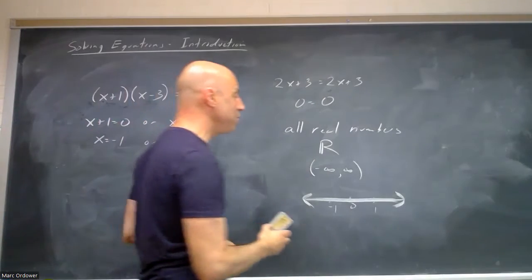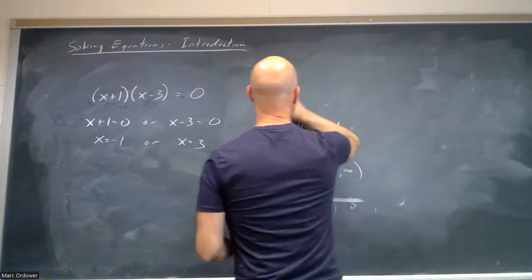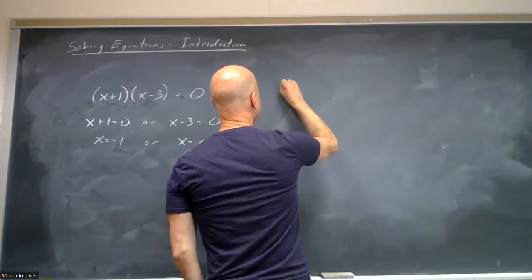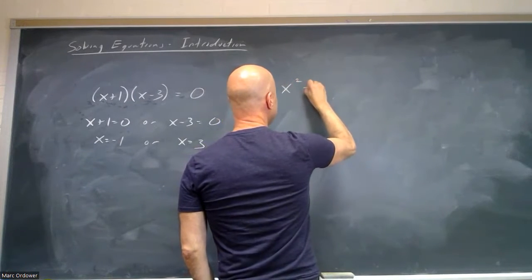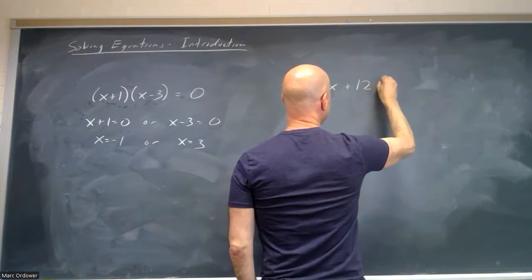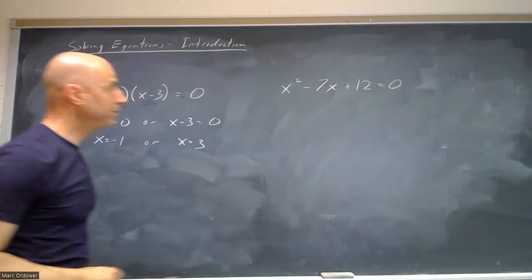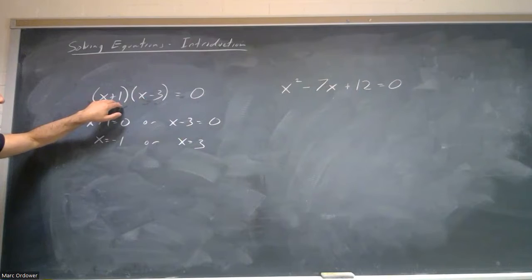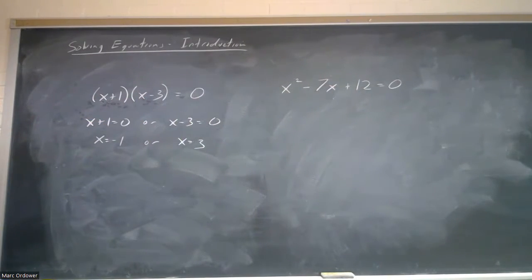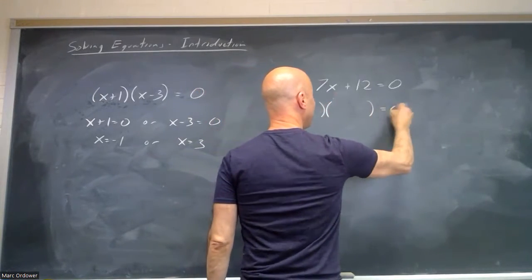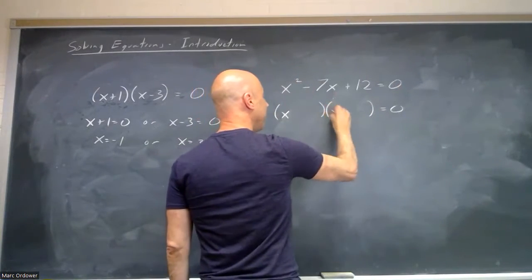Let's take a look at something where we have to do the factoring ourselves. Let's say I have something like x squared minus 7x plus 12 equals 0. x squared minus 7x plus 12 equals 0. If I could write it in factored form, then I could do the same thing I just did here. So let's go ahead and see if we can do that. So I will put two parentheses there. I'll put my equals 0, and I'm going to put an x here and an x here.